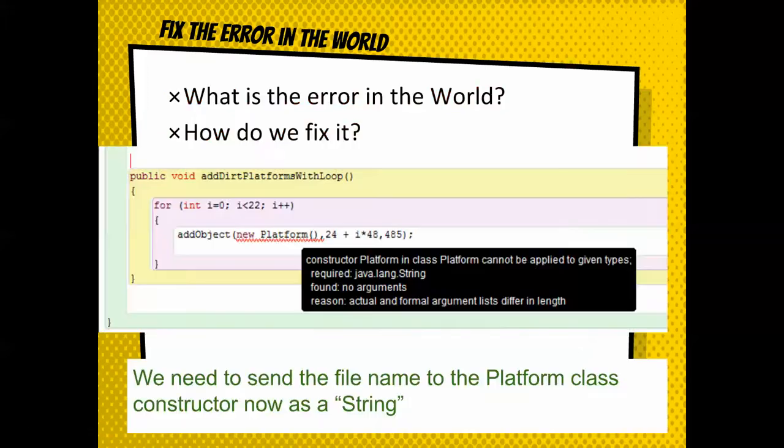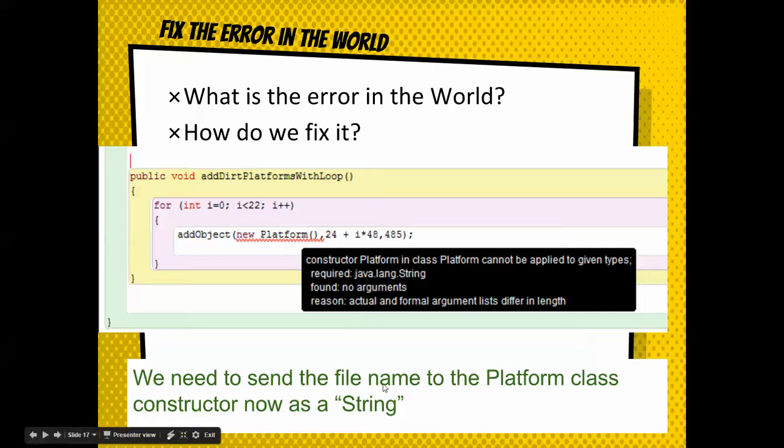Answer that. Okay, so what is the error? The error was this right here: the constructor platform in class platform cannot be given types. What does it want? Okay, so you said, hey, I want to add object to new platform. What's in the parameters? Nothing. You're not sending an image. If you look at your newly built constructor, it requires what? One string. You have to send it the image as string.